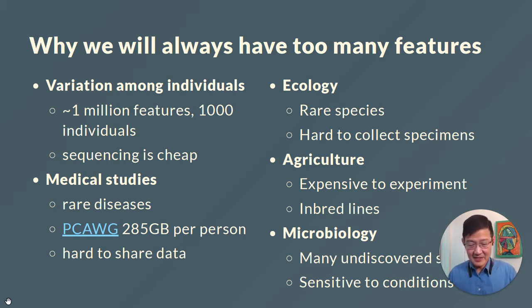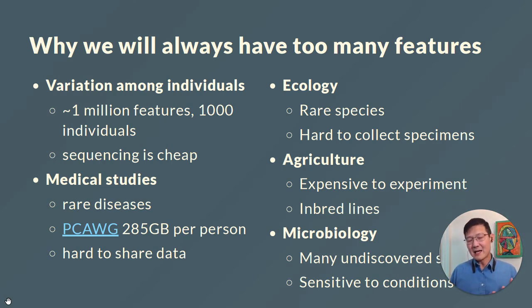A good example is, in medical studies, there's a study called PCOG, which is a huge study involving many, many different institutions. Each person in that study has generated 285 gigabytes of data, and there's only a few thousand people in that study. One other reason that this happens a lot is that in medical studies, diseases could be rare. And even if they were not rare, it's actually quite hard to share data between different institutions in different countries. This issue also arises in all sorts of other areas, in ecology, in agriculture, and microbiology as well.